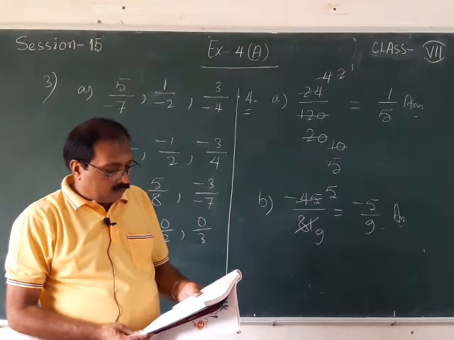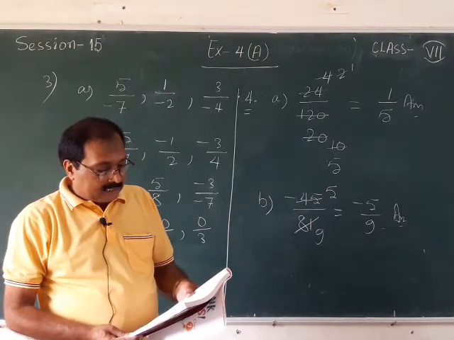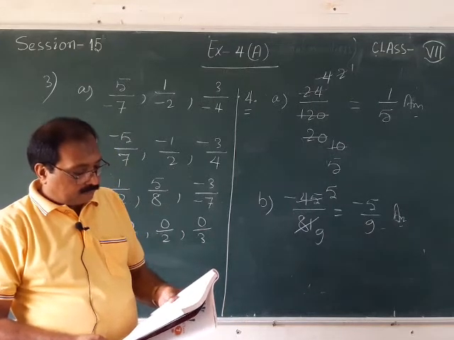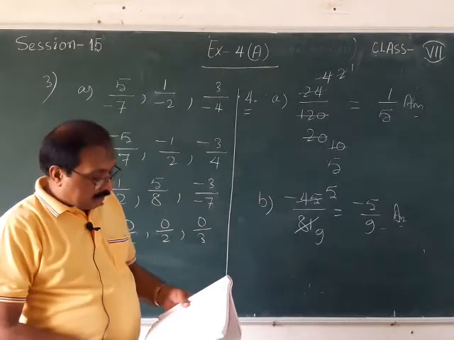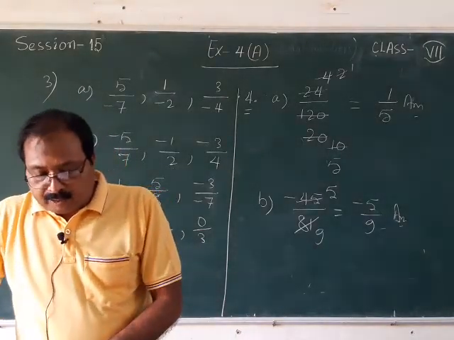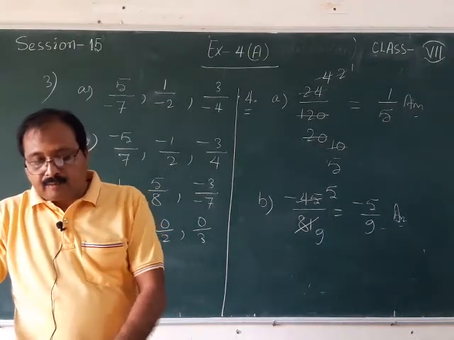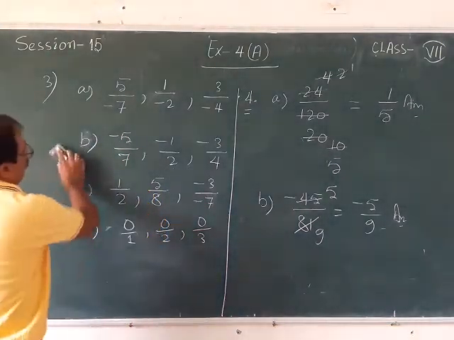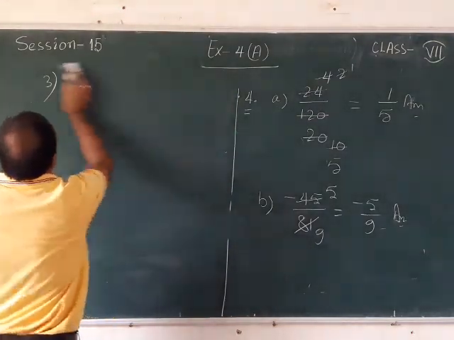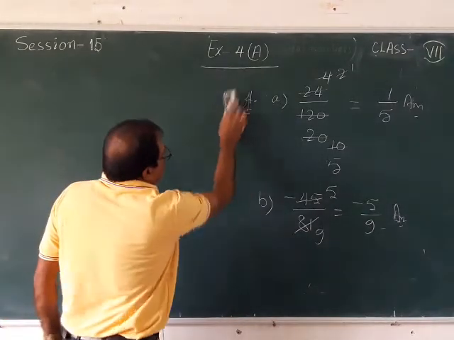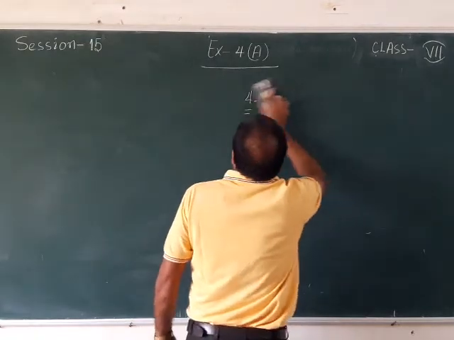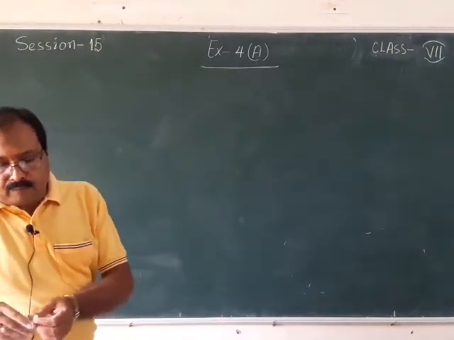Now question number 5: check whether the following pairs of rational numbers are equivalent or not by reducing them into standard form. So let us see how to do question number 5. How to check?